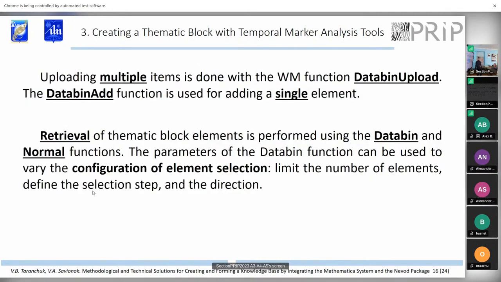Of course, when uploading, we have two options. We can add a single element, in which case we use the data bin add function, or we can upload multiple elements at one time, in which case the data bin upload function is used. For retrieval, we use the data bin and normal functions. So basically, when retrieving, you also have an opportunity to configure which elements you want to see.